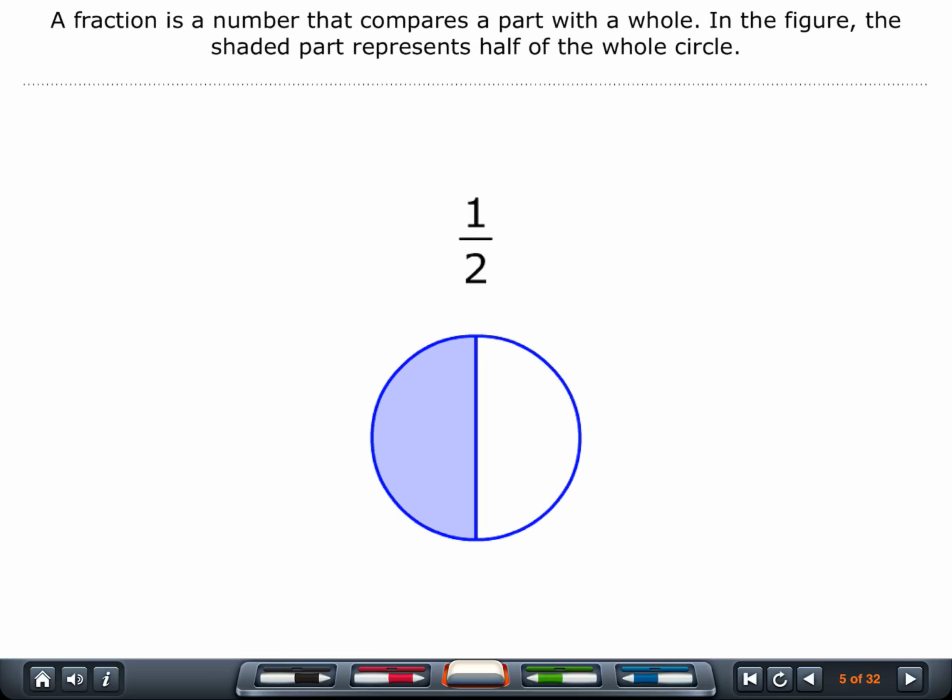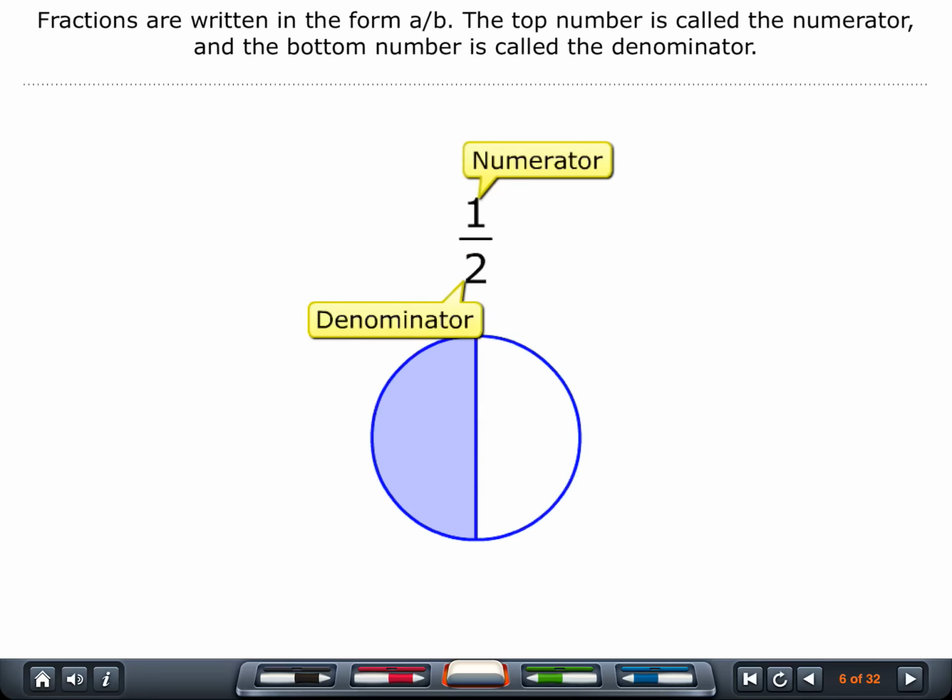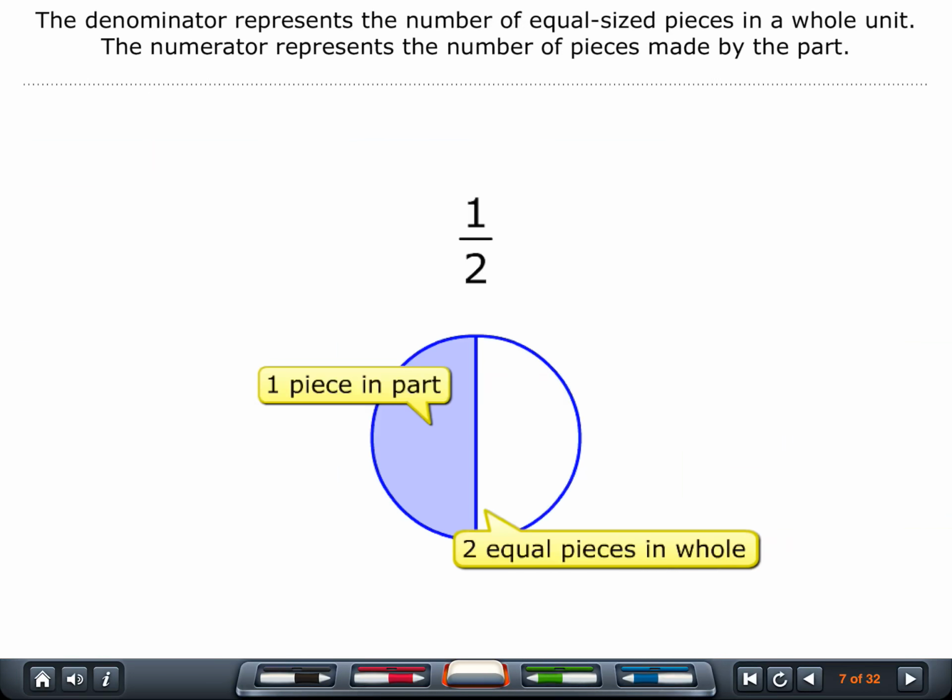A fraction is a number that compares a part with a whole. In the figure, the shaded part represents half of the whole circle. Fractions are written in the form a over b. The top number is called the numerator, and the bottom number is called the denominator. The denominator represents the number of equal-sized pieces in a whole unit. The numerator represents the number of pieces made by the part.